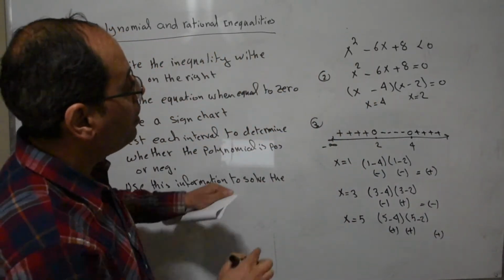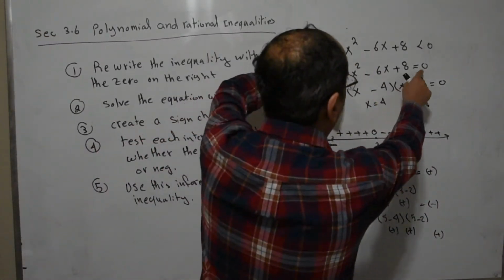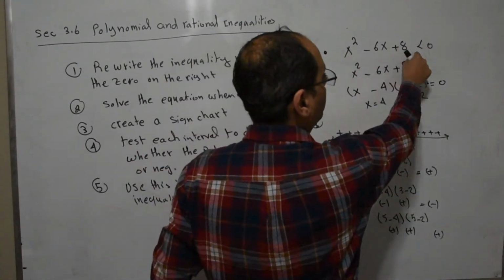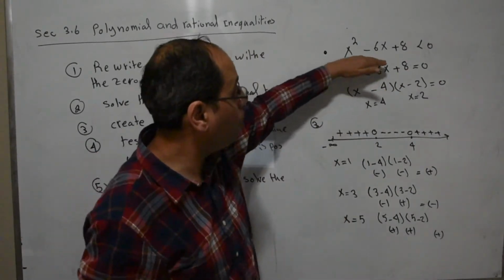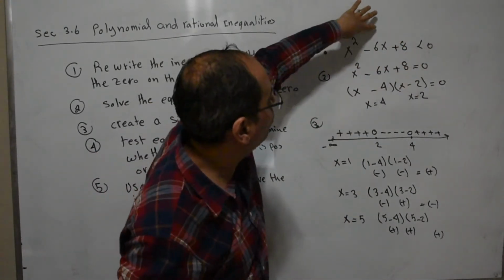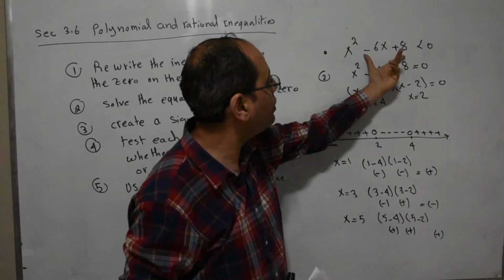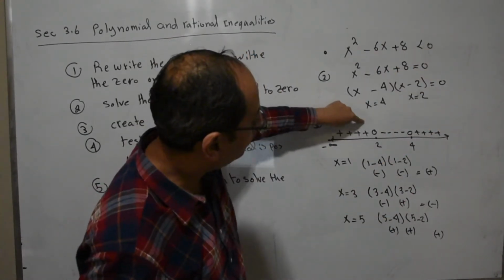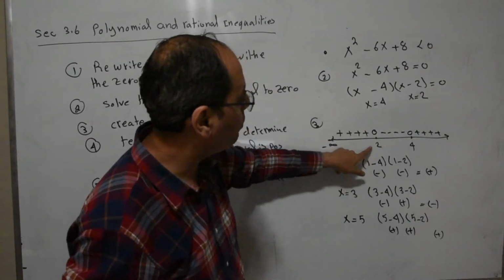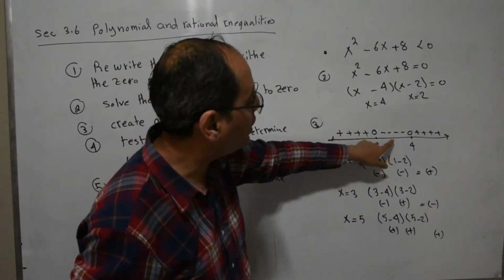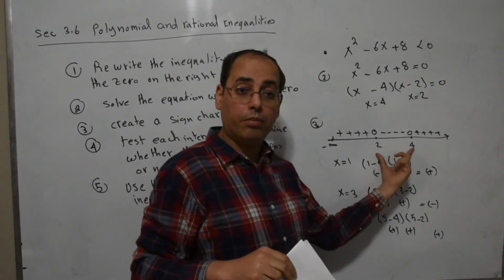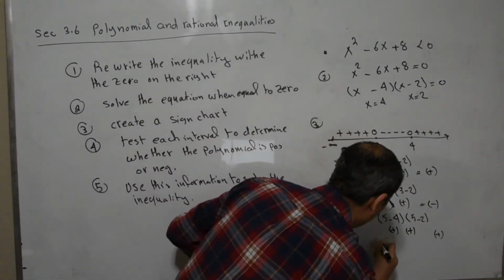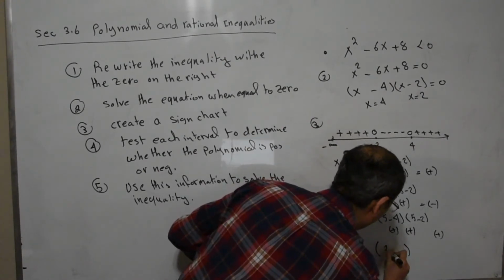Okay, but let's look at this one here. It tells me that this must be less than 0. So this inequality is true when the statement here is less than 0. So now, in which interval of x is the expression negative? Only in between 2 and 4. Therefore, my solution is the interval 2 and 4.